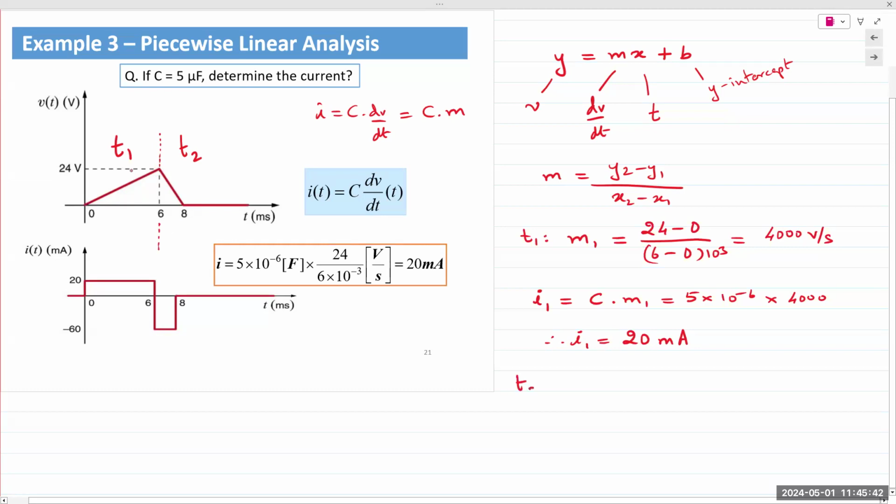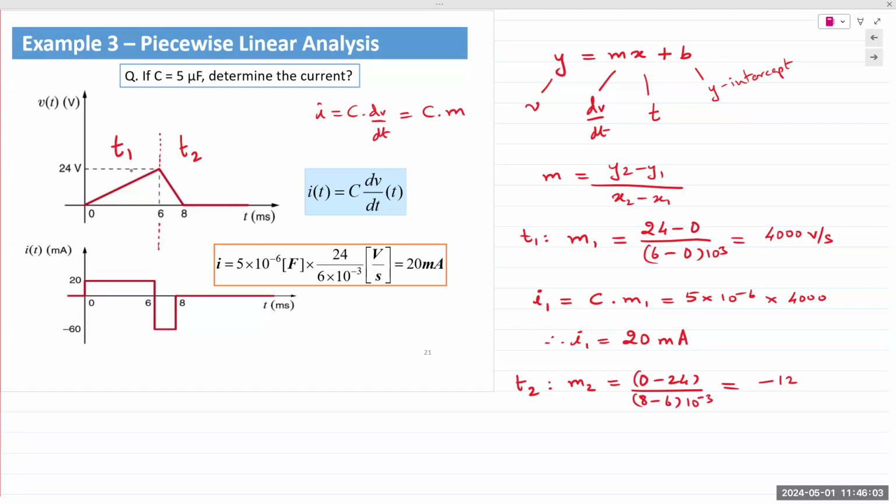So for T2, M2 would be 0 minus 24 volts. X2 would be 8 minus 6 milliseconds. That gives me minus 12,000 volts per second, or minus 12 volts per millisecond.